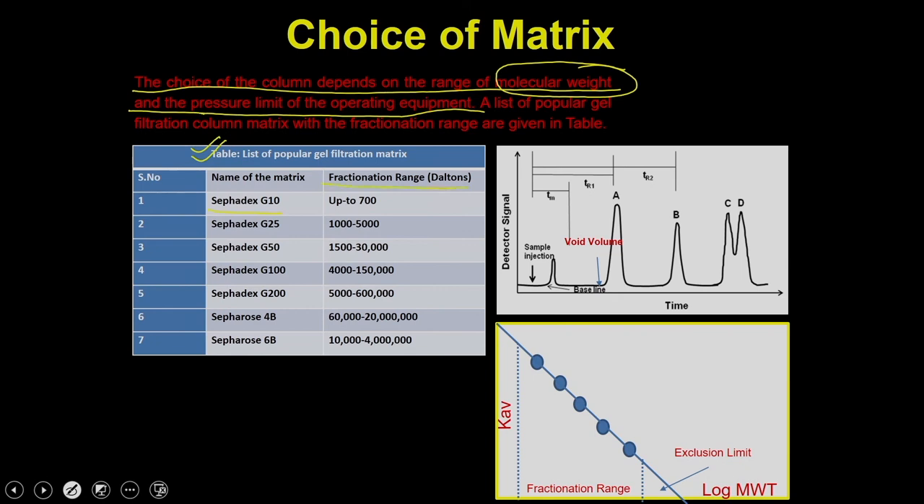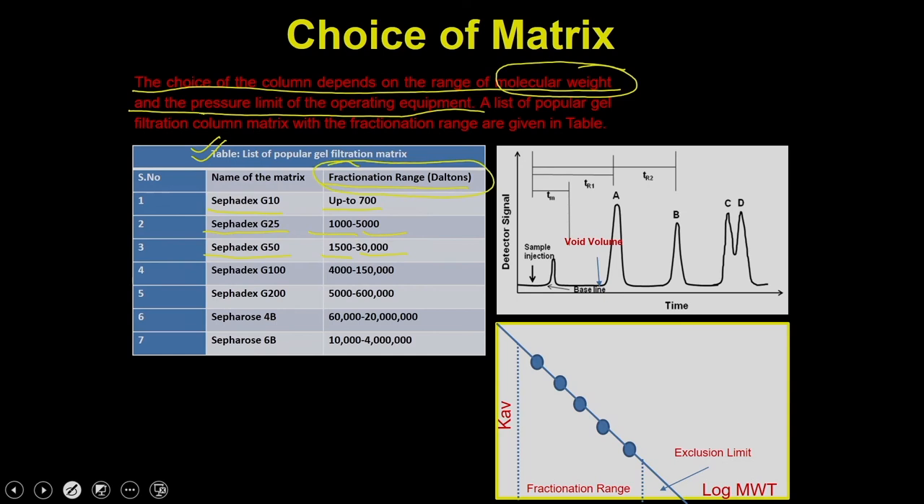The fractionation range for this is up to 700 Dalton, whereas the Sephadex G25 goes from 1000 to 5000 Daltons. Then you have Sephadex 50, which goes from 1500 to 30,000 Daltons. So now the question comes, what do you know by the fractionation range?